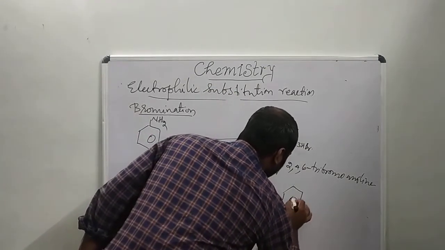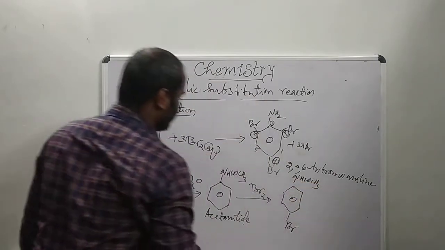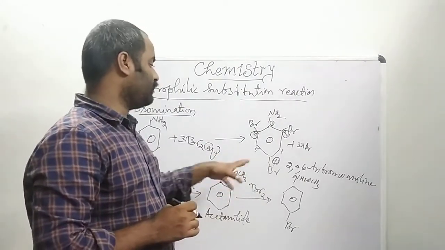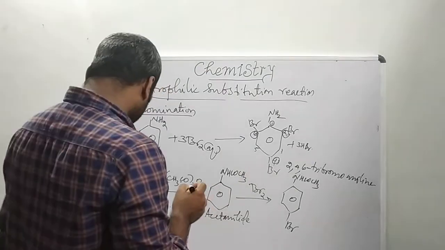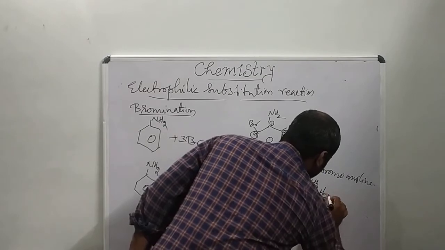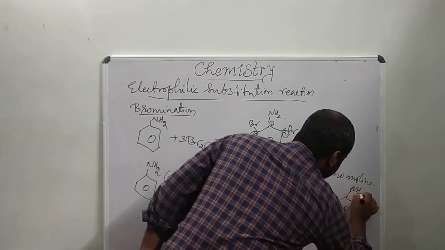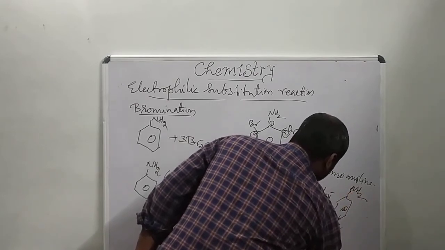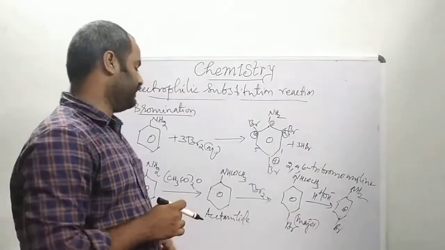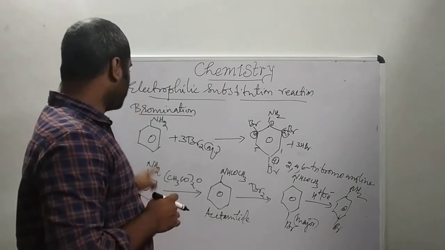This acetanilide on reaction with bromine gives bromoacetanilide, bromo, NHCOCH3. This is the para product. This para product is more stable. Para bromoacetanilide on hydrolysis gives para bromoaniline. Para bromoacetanilide is the major product. So this is the last topic we are seeing today, that is bromination of aniline.